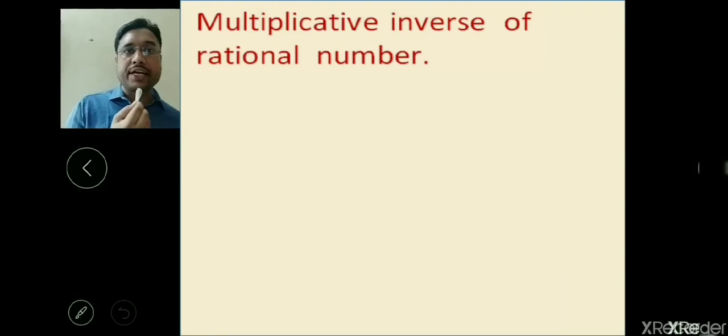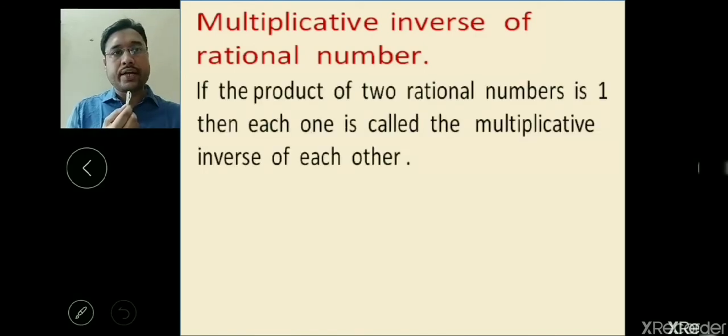Now multiplicative inverse of rational numbers. That is also called the reciprocal. So you can write it like this.